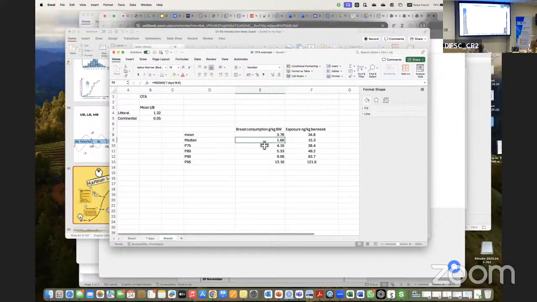Here we have the median. Okay. Here you have the 75 percentile. What does this mean? Equal or less than 4.16, and 25% more than 4.16. And I do it for P80, P90, 90 percentile, and 95 percentile. So I will show you later the other graph.